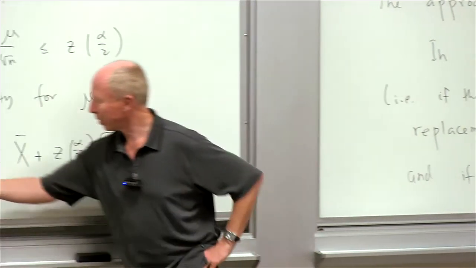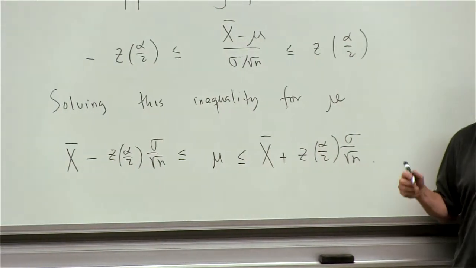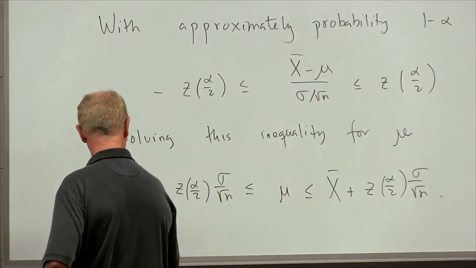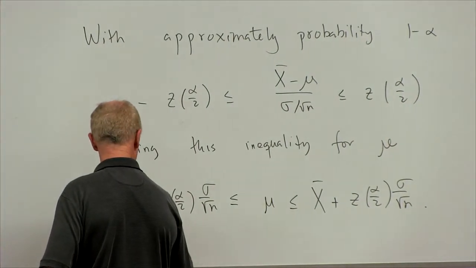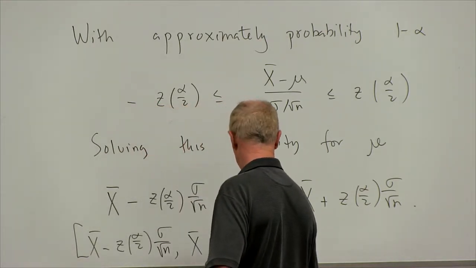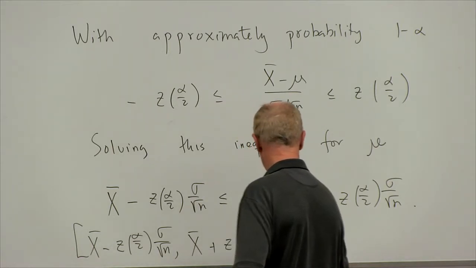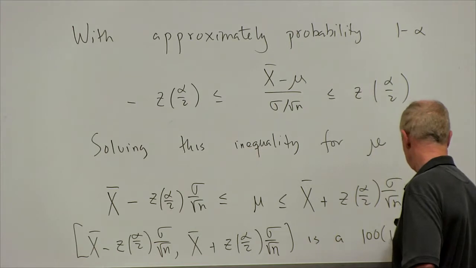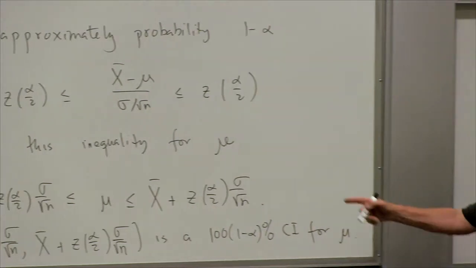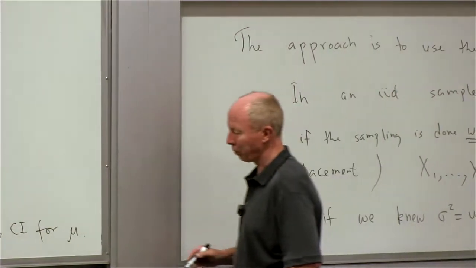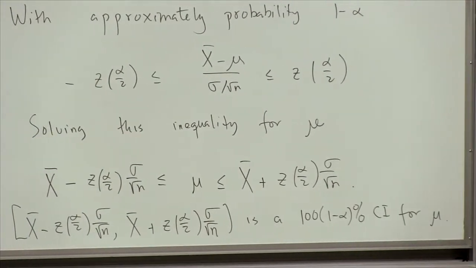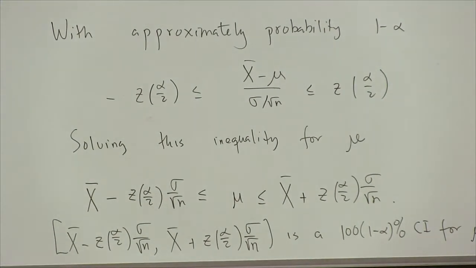Anyway, so this interval from here to here is called a 100 times 1 minus alpha % confidence interval for mu. Probability that mu is between the two endpoints is 1 minus alpha, approximately. Okay, so let's make a little change. What is sigma over root n? Sigma over root n is the standard deviation of x bar.